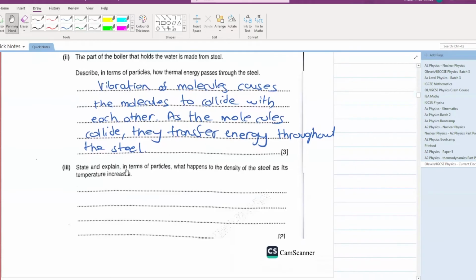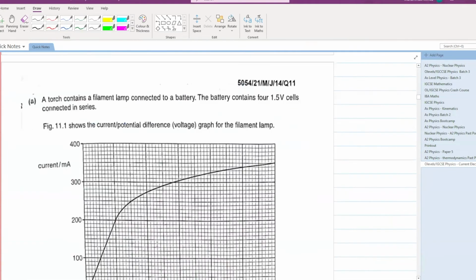State and explain in terms of particles what happens to the density of the steel as the temperature increases. So, as the temperature increases, the volume of steel increases as it expands, and according to this formula, density is equal to mass over volume. If volume increases, density will decrease. So, you can say density decreases as volume increases as they are inversely proportional. Let's move on to the next question.